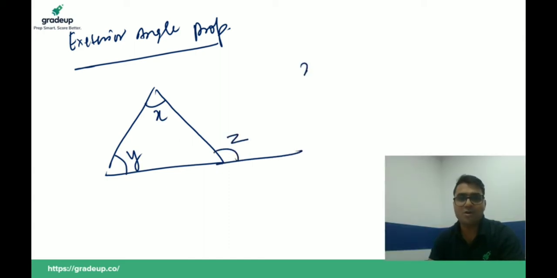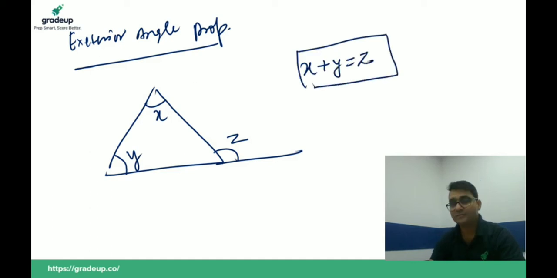there is an exterior angle property. What is the exterior angle property? If you have a triangle, if this is x, this is y, and this is z, what is the exterior angle property? X plus y is equal to z. This is the exterior angle property. It means the sum of two interior angles is equal to the opposite exterior angle.